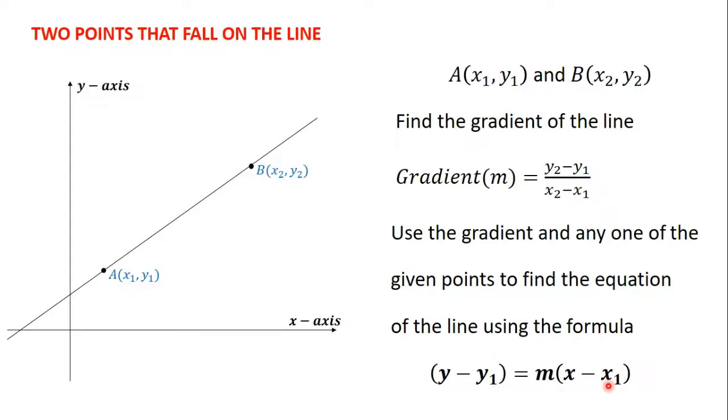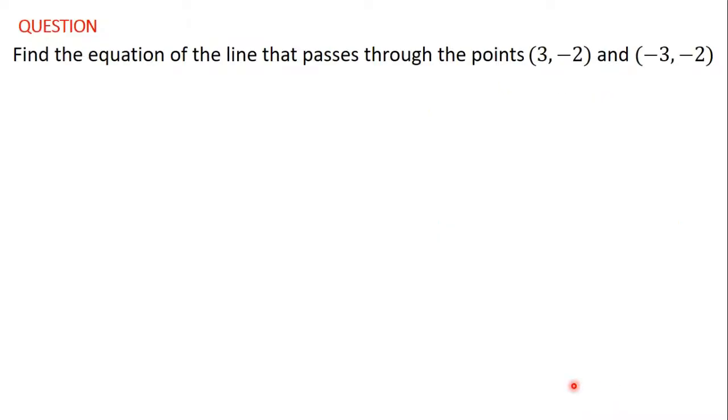Let's solve the question and see how this is done. Find the equation of the line that passes through the points (3, -2) and (-3, -2). So this straight line passes through these points. The question wants us to find the equation of this straight line. As we have seen, the first thing we need to do is to find the gradient of this straight line.